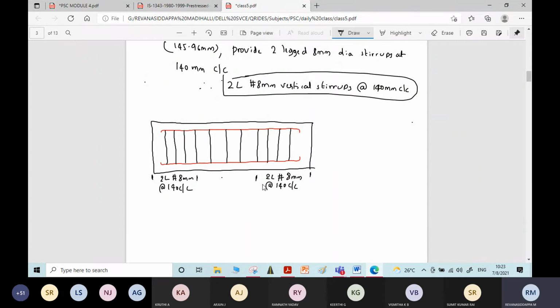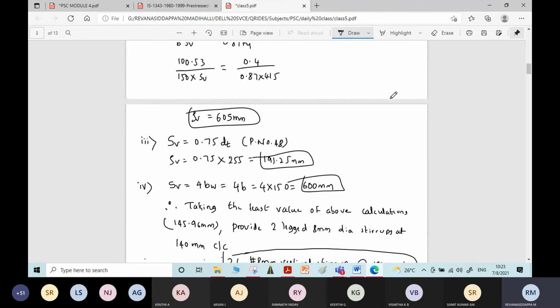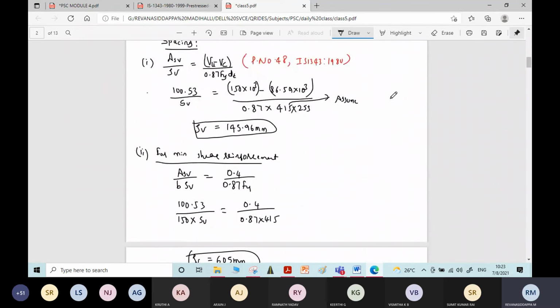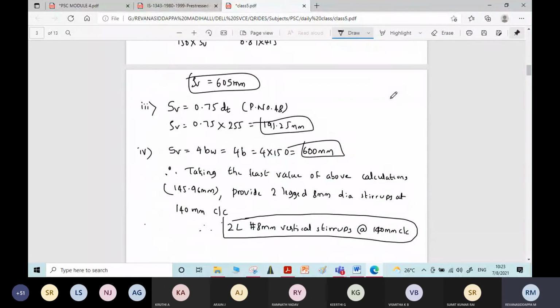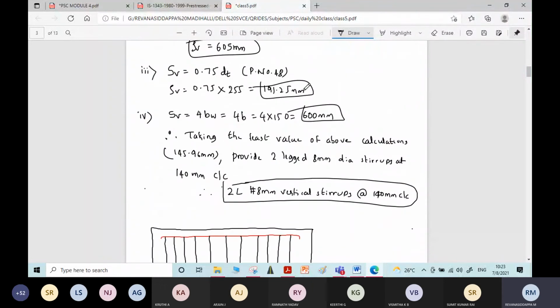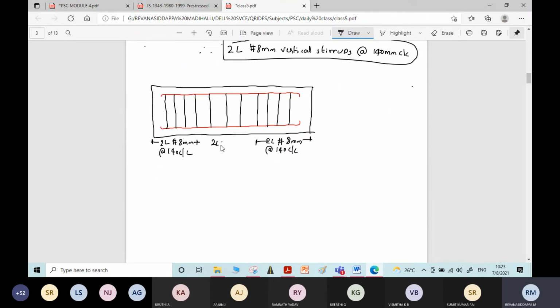What is center? Okay. At the middle third span, you can provide the second lowest value. Second lowest value is which one here? 145, 605, 191 is there now. That you can take 190. Okay. Two-legged 8 mm at 190 center to center.